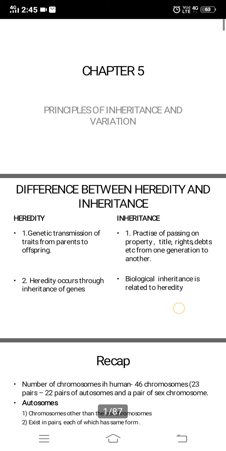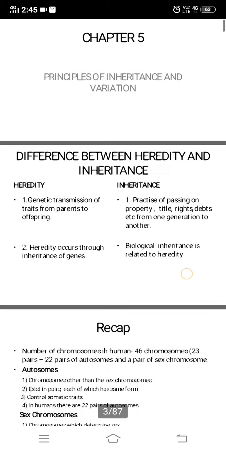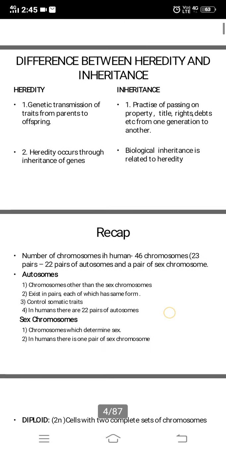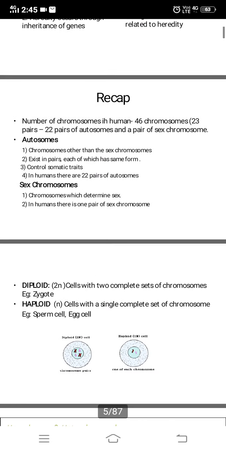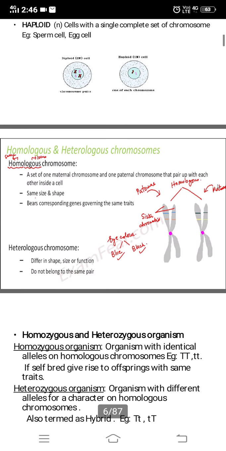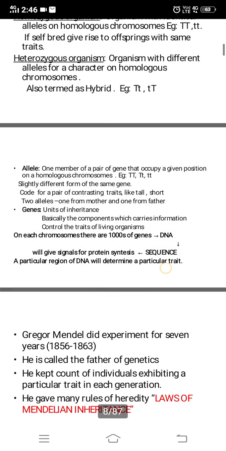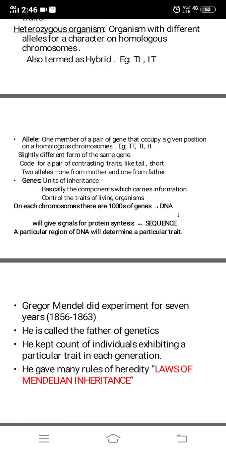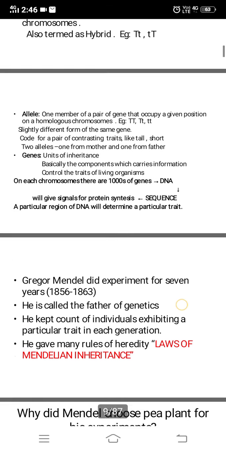Hello students, let us have a quick review of what we have studied till now. We were studying the difference between heredity and inheritance. Then we had learned some terms related to genetics. Then we came to allele. Allele means one member of a pair of genes.